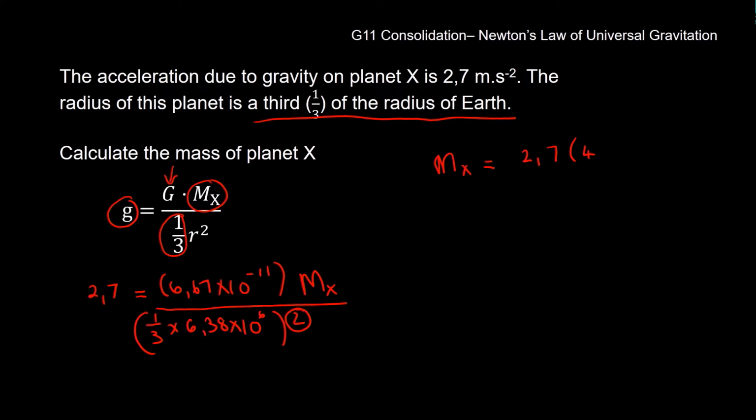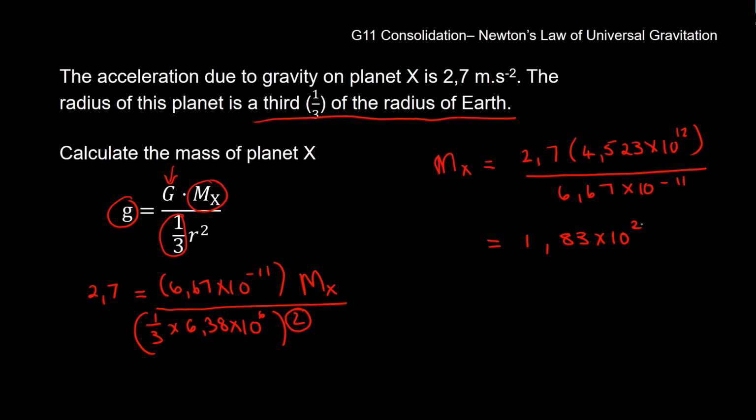So 2.7 times 4.523 times 10 to the 12, divided by 6.67 times 10 to the minus 11. And if we calculate that all out, we get an answer of 1.83 times 10 to the 23 kilograms.